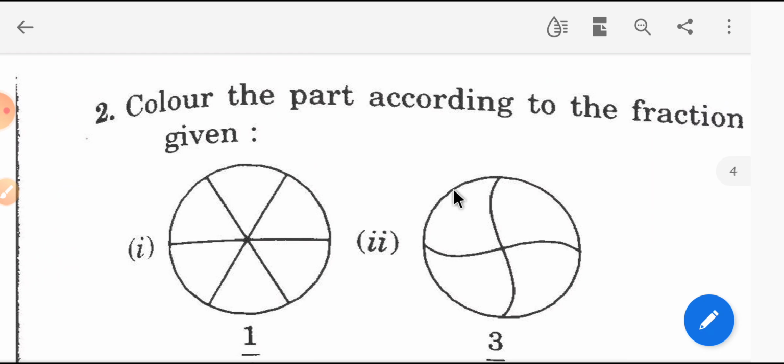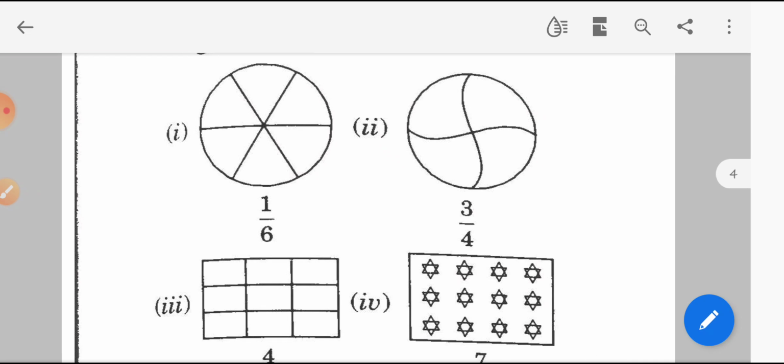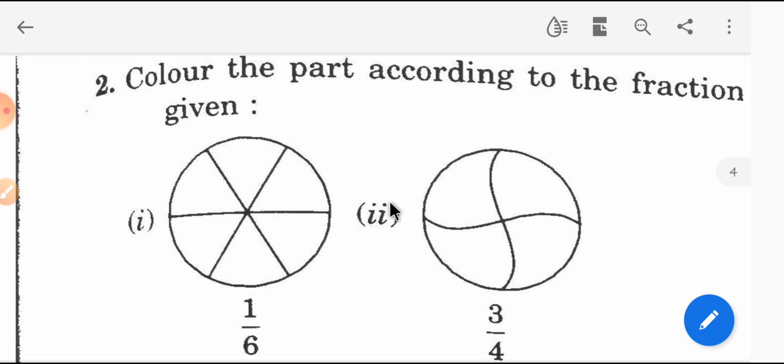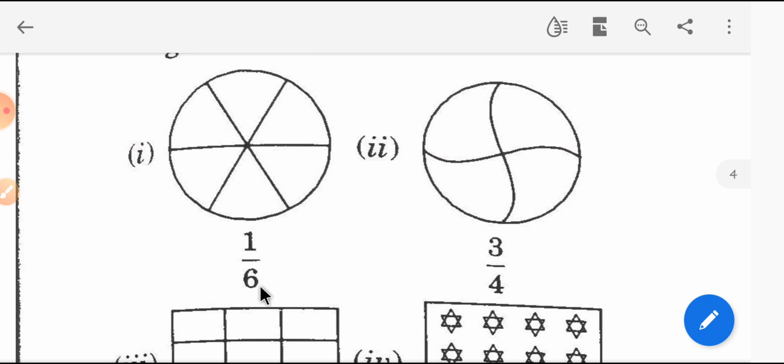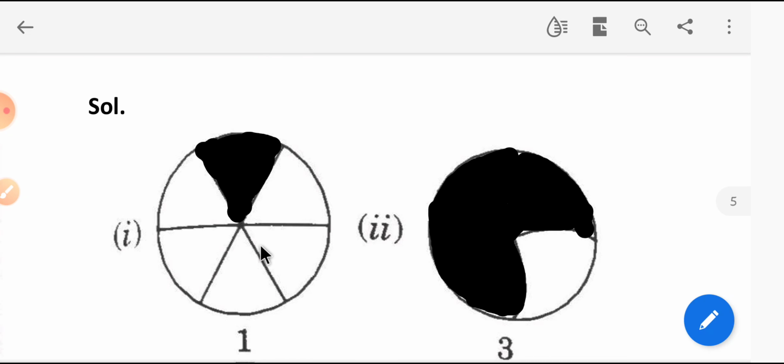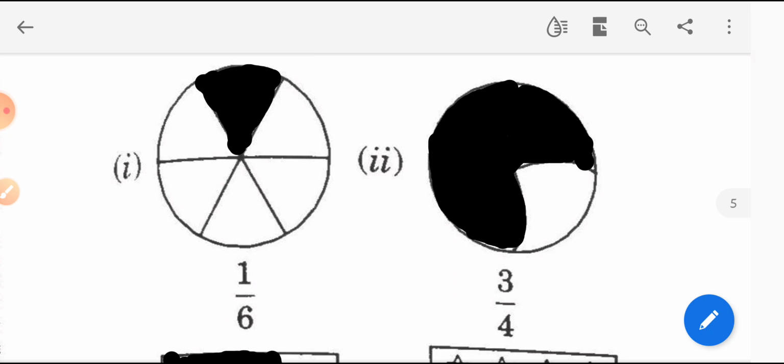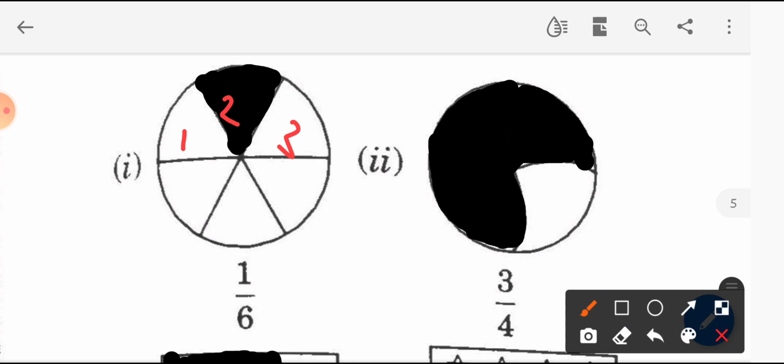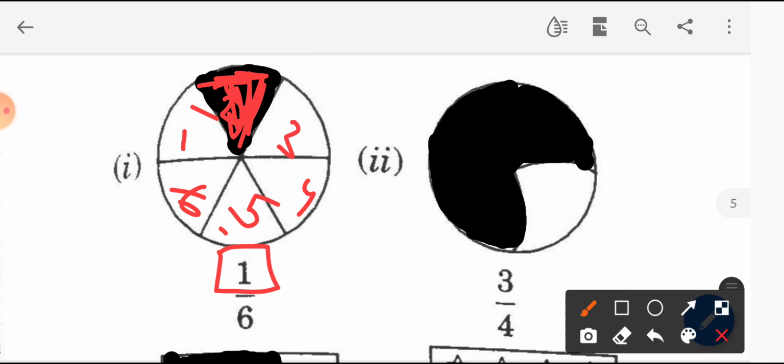Second one. Color the part according to the fraction given. Now in this question you can see that here numbers are given and you have to color the part according to the fraction. First one, 1 upon 6. It means out of 6 parts, how many parts you have to shade? Only 1 part. So you can see 1, 2, 3, 4, 5, 6. After this, how many parts you have to shade? Only 1. So any one part as you like you can shade here.